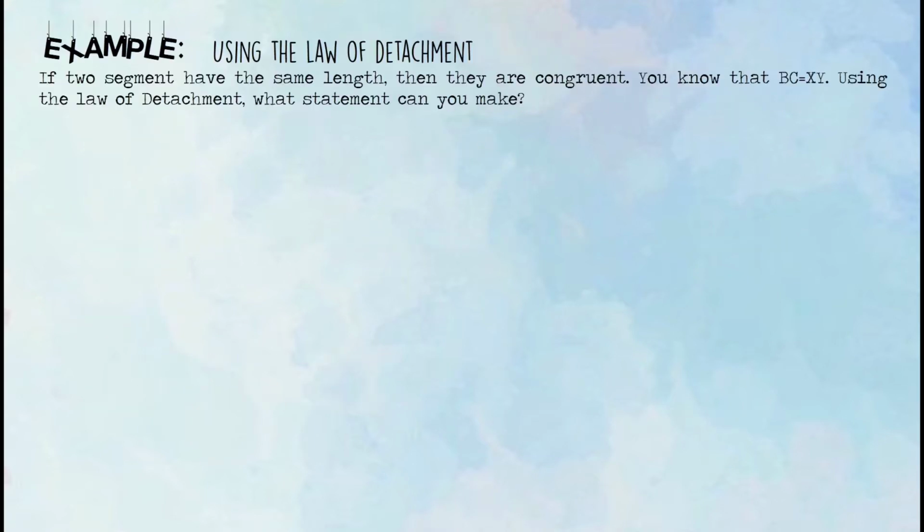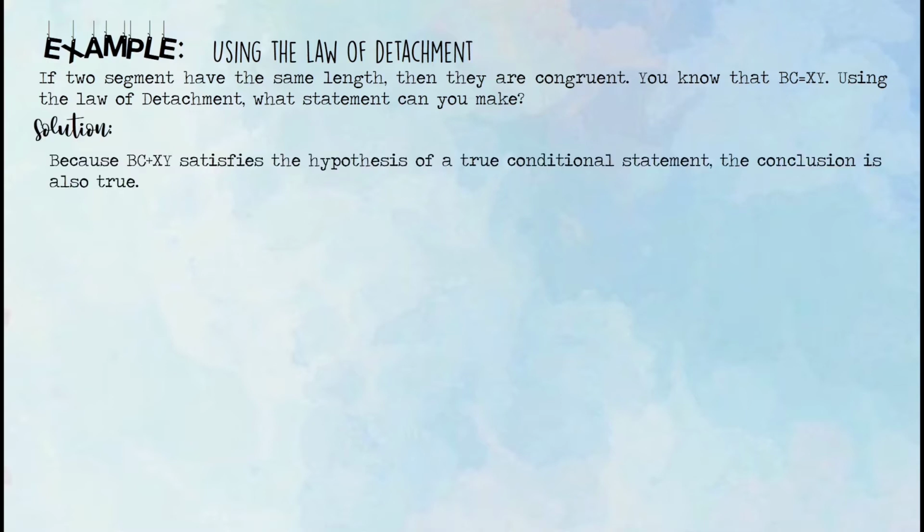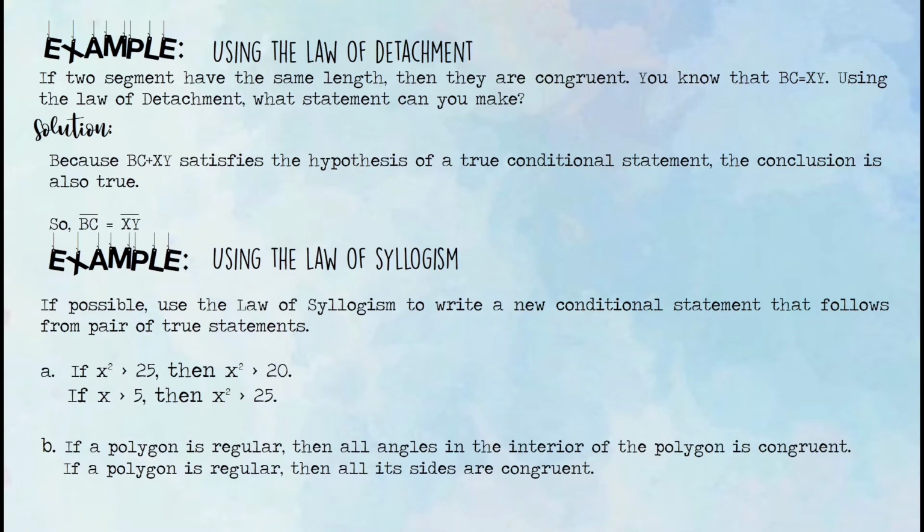So, an example using the law of detachment. If two segments have the same length, then they are congruent. You know that BC is equal to XY. Using the law of detachment, what statement can you make? So the answer is line BC is congruent to line XY.